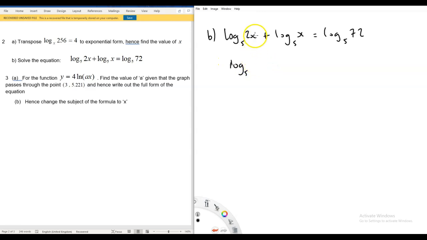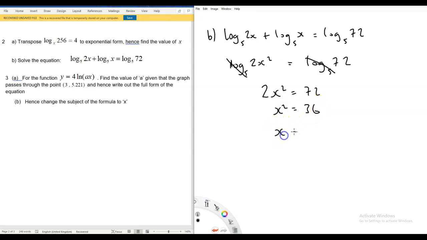Log 5, 2x times x is 2x squared, equals log 5, 72, log 5, go away. It now turns into nothing to do with logs at all. Take the 2 under, make it a divide. 72 divided by 2, I'll just save working by putting that. So what squared is 36? X equals 6.